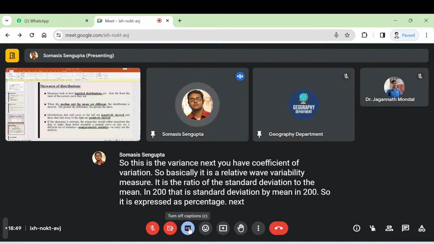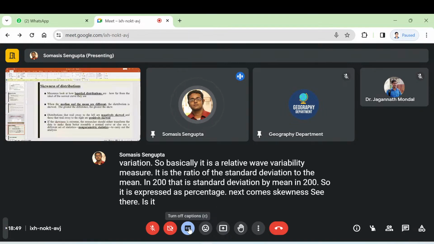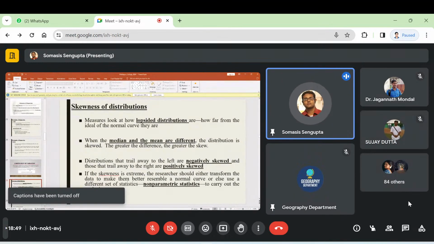Next comes skewness. There is a concept in statistics called the normal probability distribution or normal curve. A normal curve is something where there is very little spread of data. That means there is very little difference between mean, median, and mode.